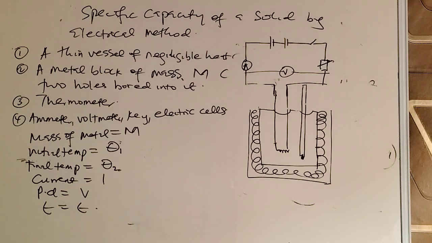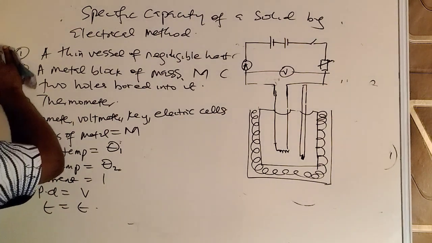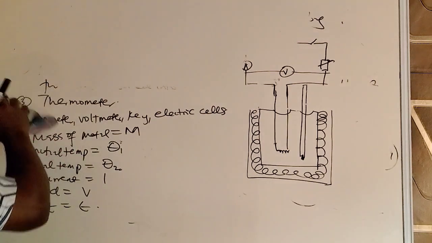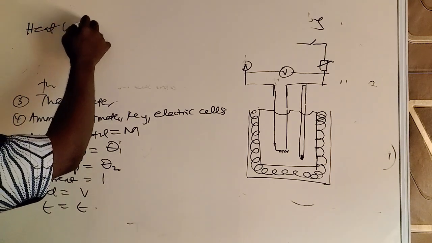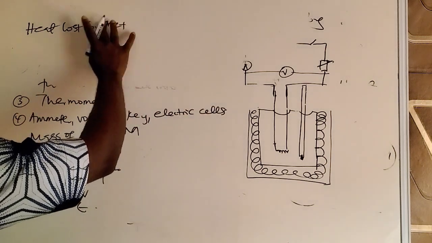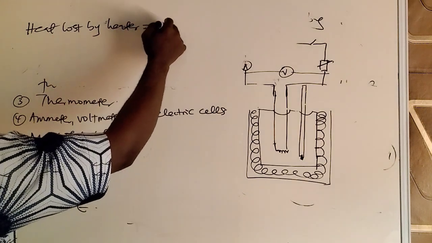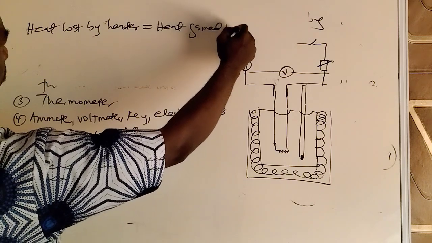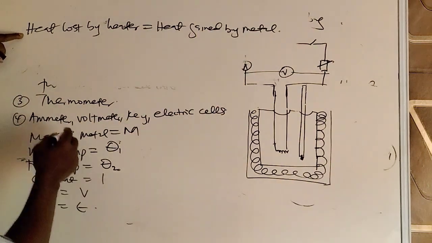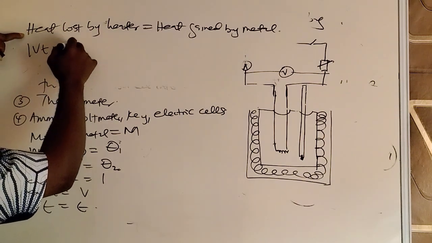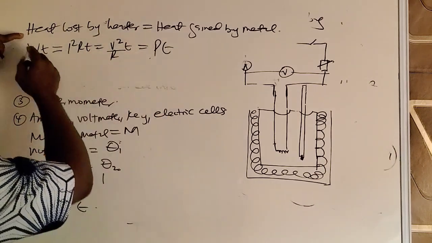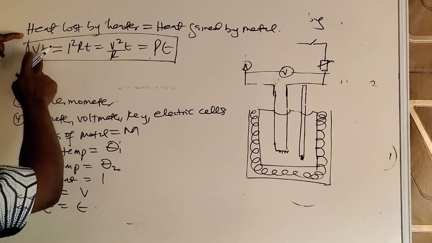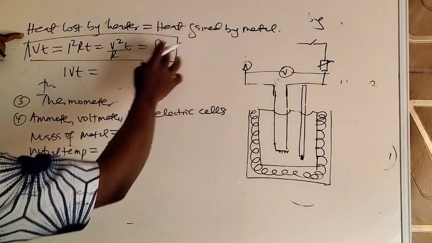So having done that, the same concept that applies for a liquid also applies in this situation, whereby the heater is losing heat, the metal is gaining heat. Heat lost by the heater, which is electrical energy, equals heat gained by the metal. The electrical energy, which I derived before, could be IVT, or I squared RT, or V squared over RT, or PT, that is power times time. So this is the heat lost by the heater.